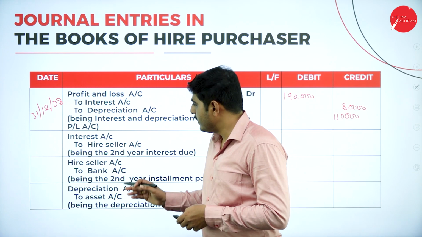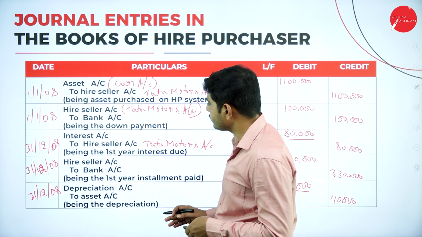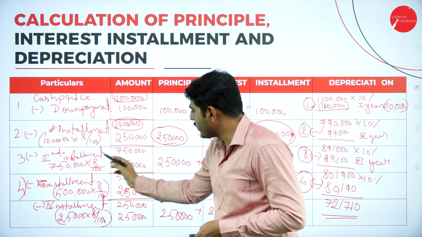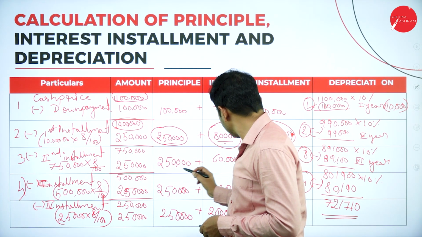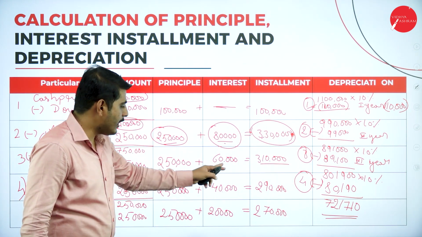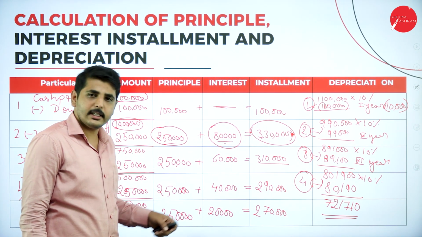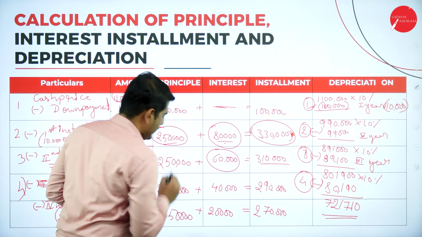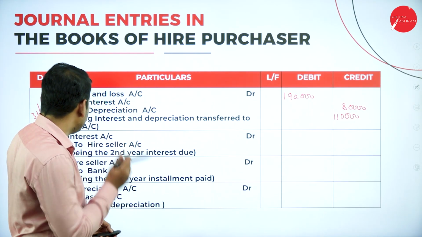Let's go to the second year. Now what is the installment amount we have to pay? See here, 3,10,000 is the installment amount. What is the interest? 60,000 is the interest. So interest is due, we have to show 60,000. So let's go to the journal entry.